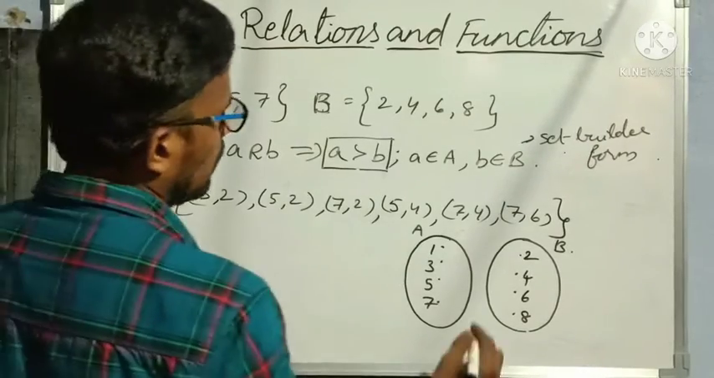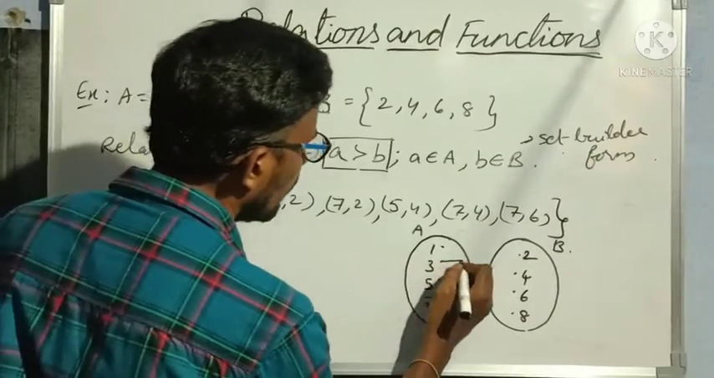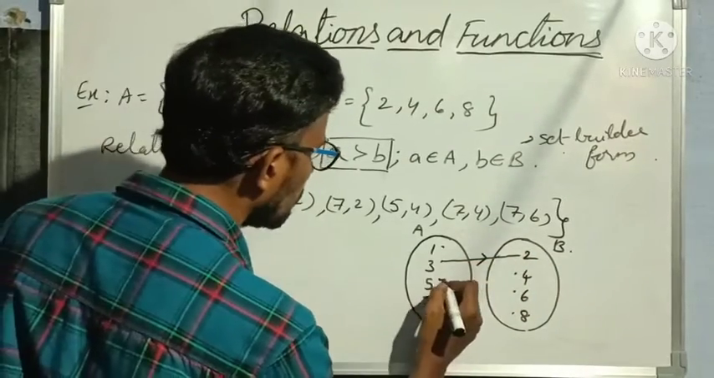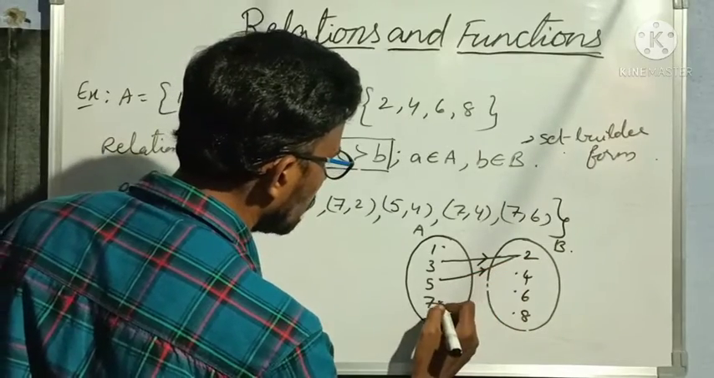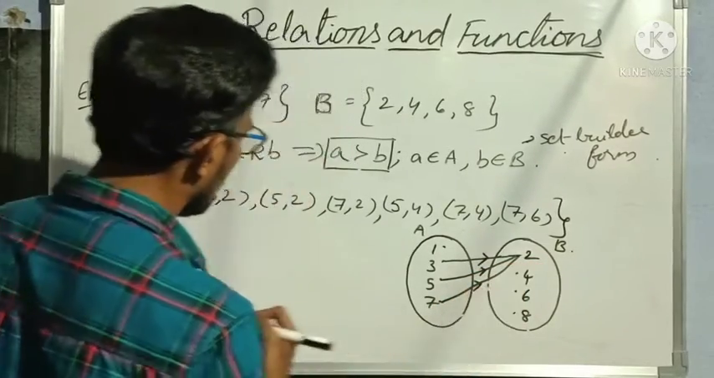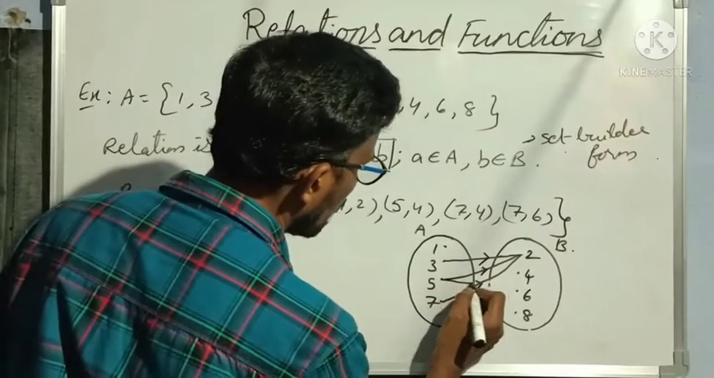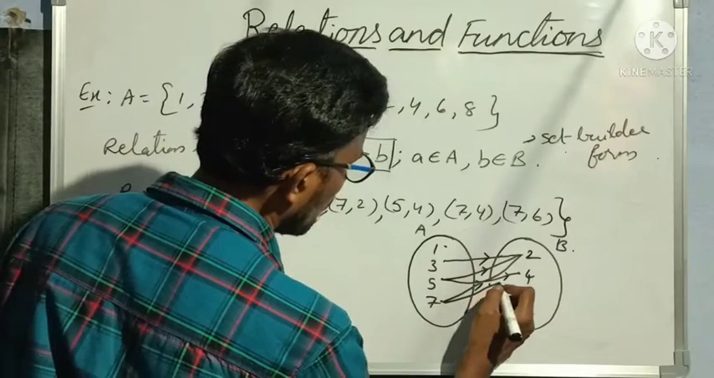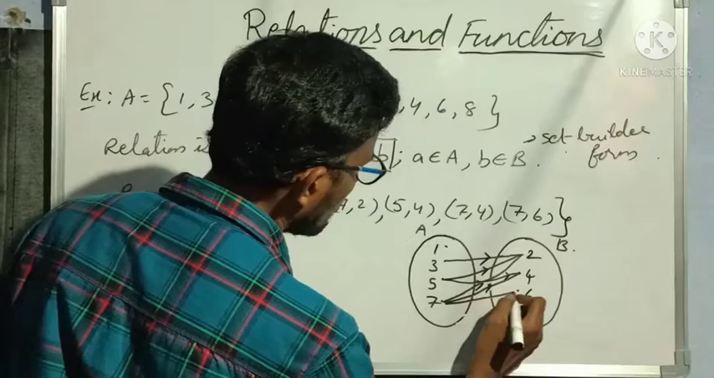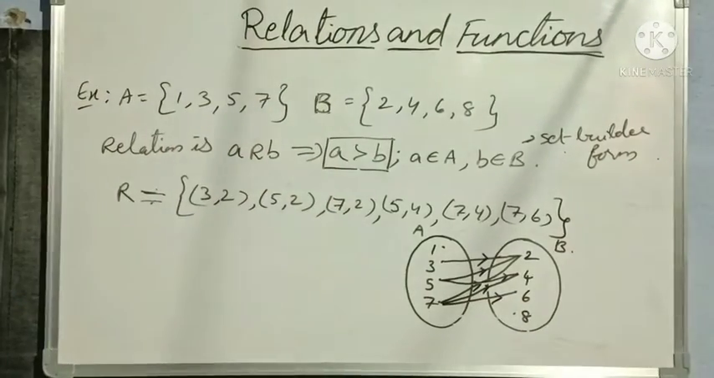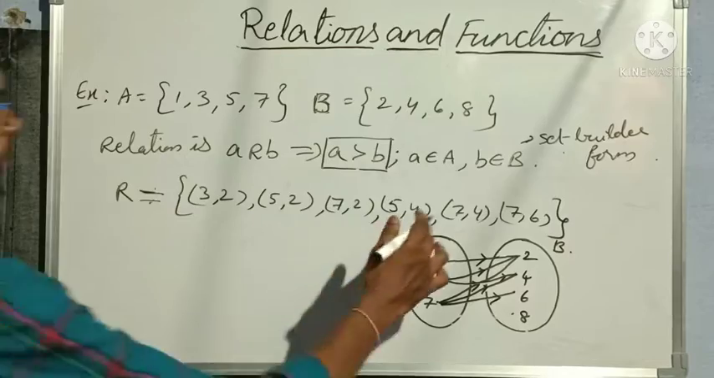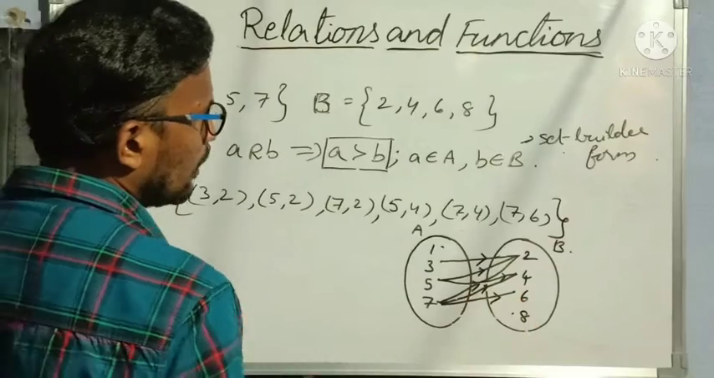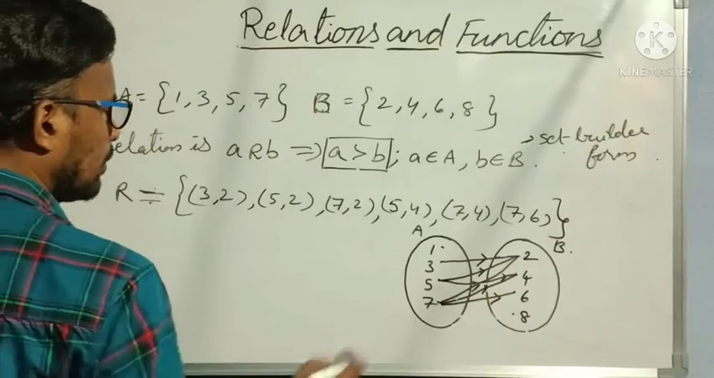Now we have to map the relation here. So 3 to 2 like this, and 5 to 2 like this, and 7 to 2 also like this. Next 5 comma 4 like this, 7 comma 4 like this, and 7 comma 6 like this. Understood? This is our relation, and this is how we need to represent it using an arrow diagram. Whatever we are drawing here is called what? Arrow diagram. Yesterday only I explained this in my previous class.